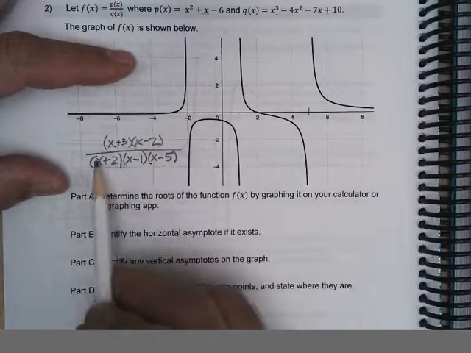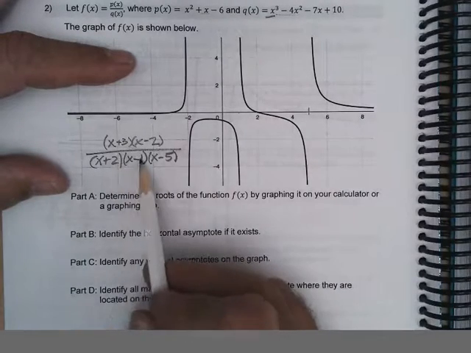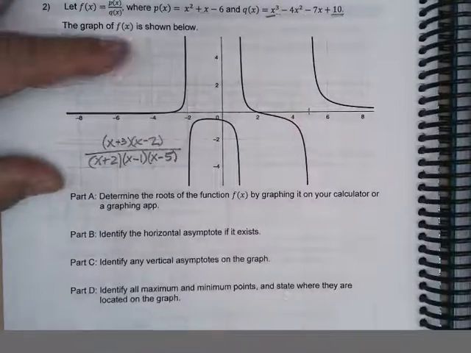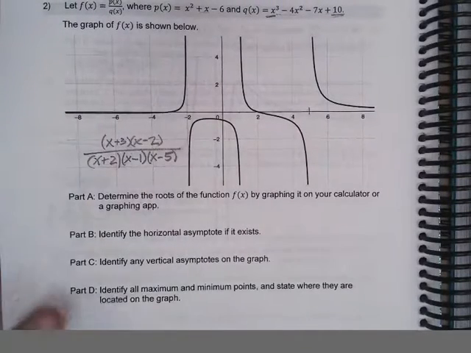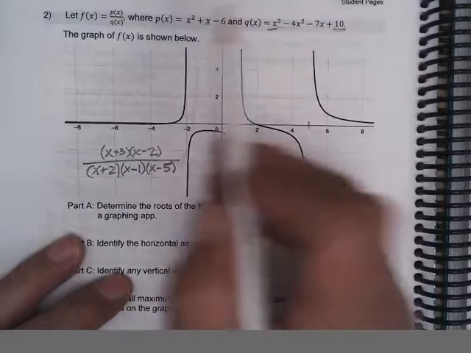And just do a little check here. I get x cubed. That matches. And 2 times minus 1 times minus 5 is 10. That matches. So I'm going to guess that's pretty much what it factors to. So then, we've identified the roots.